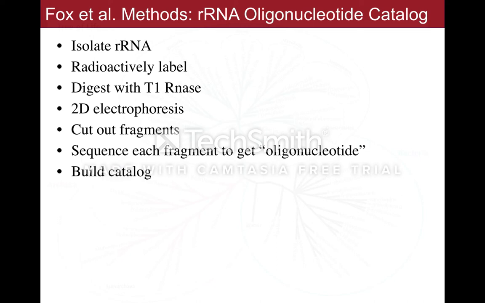And they do this as much as they can for every spot that they can get their hands on for this organism. And then they do the digestion again with a different RNase maybe, and they do this again, and they build up what's called a catalog of oligonucleotides. Oligonucleotides are just short strings of letters, basically. So they get this catalog of, for organism one, what is the list of the different oligonucleotides found in that organism?